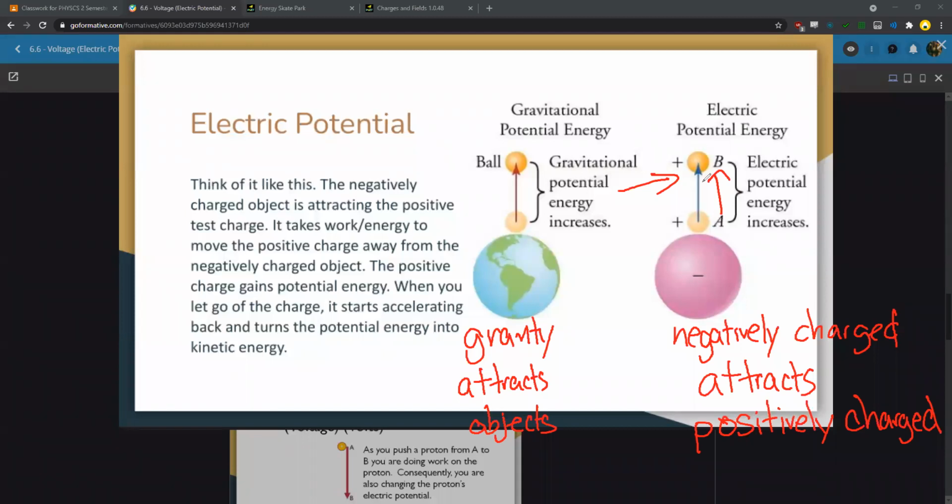And so when you drag this object away, when you pull this object away from what it wants, you give it potential energy, right? When you go from point A, if you were to drag this positively charged object and move it to point B, you gain electric potential. Is there anyone that's confused about this analogy? Please raise your hand or please message me.